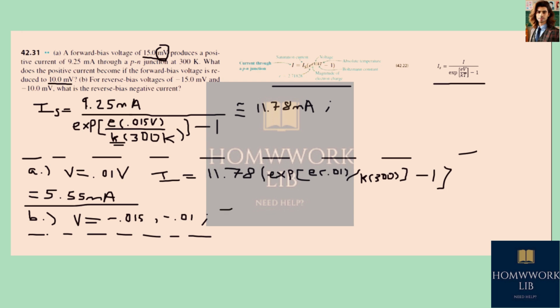So let's call this IB1 and IB2, where IB1 is associated with the first voltage, and IB2 is associated with the second voltage. And I get this, minus 5.18 milliamps and minus 3.78 milliamps.